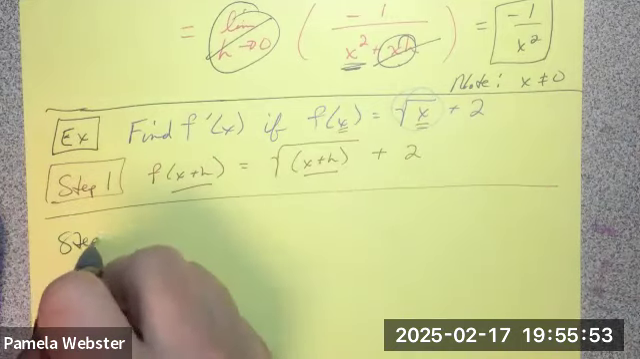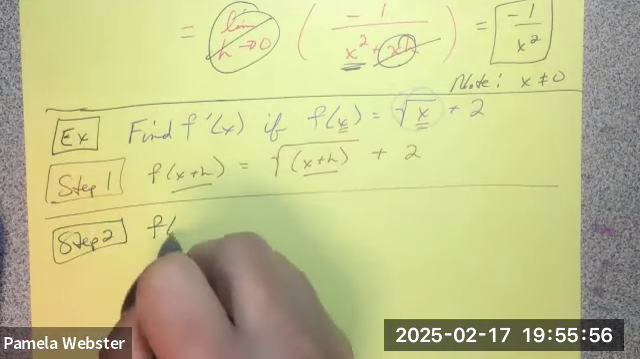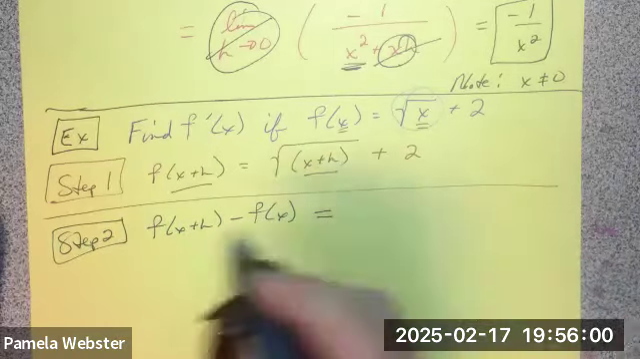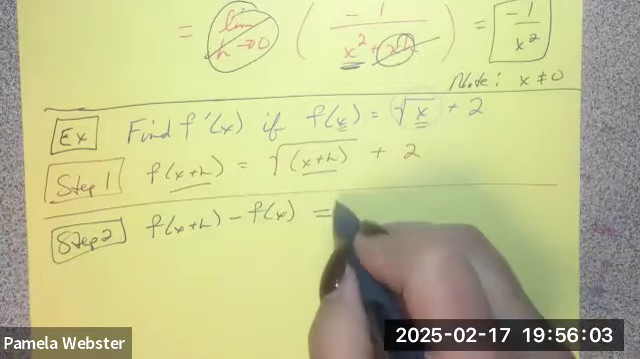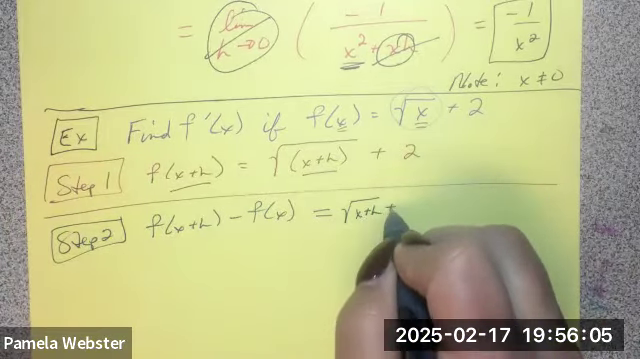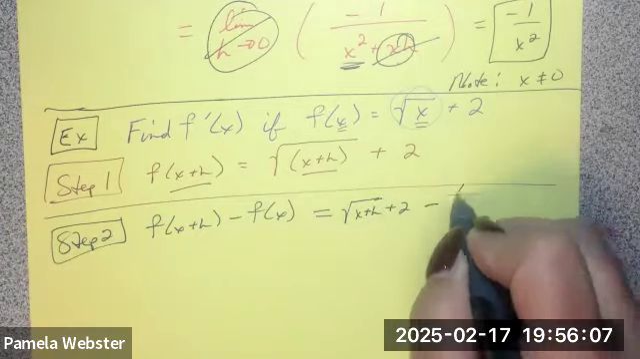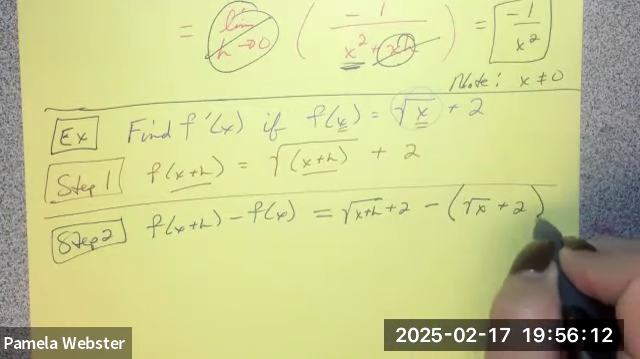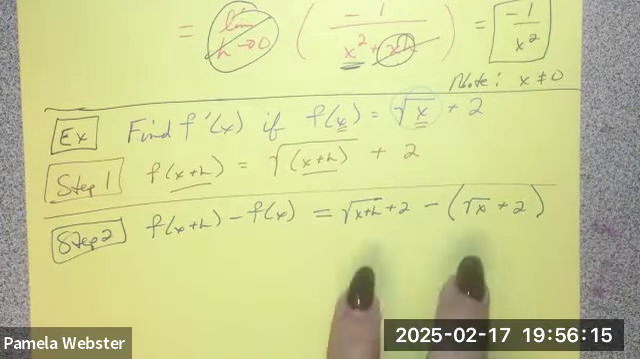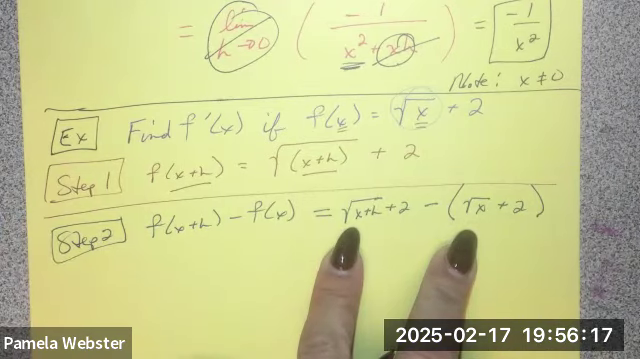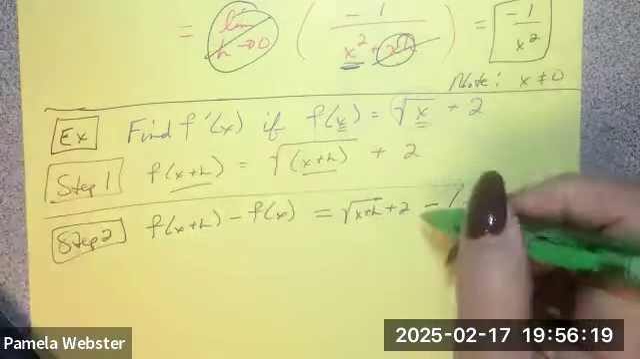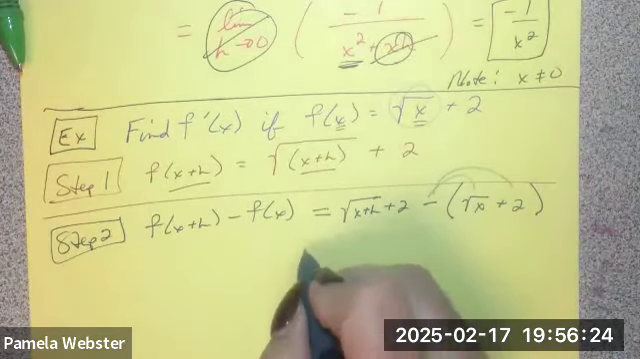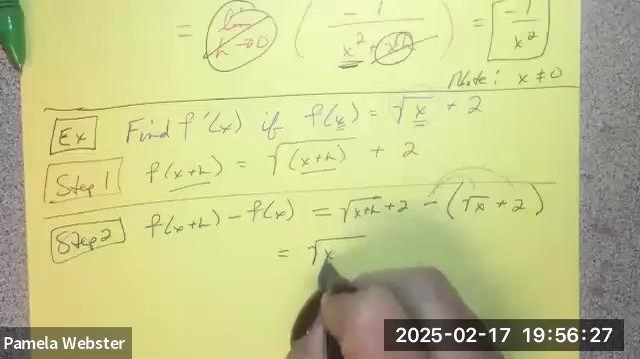Step 2, f of x plus h minus f of x, which is the original function. Well, I've got square root of x plus h plus 2 minus the original function, which is square root of x plus 2. Can I combine those two? No, I can't. The only thing I can do here to simplify this is go ahead and distribute that negative sign through. That'll make it a little bit nicer for me.